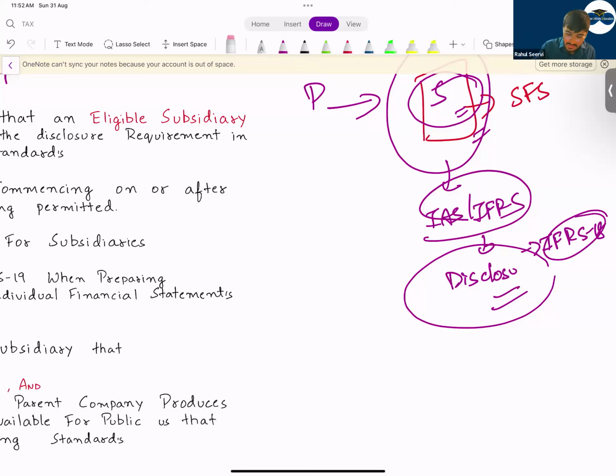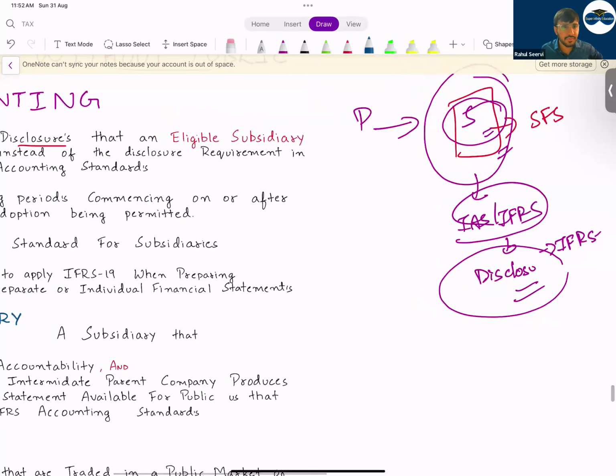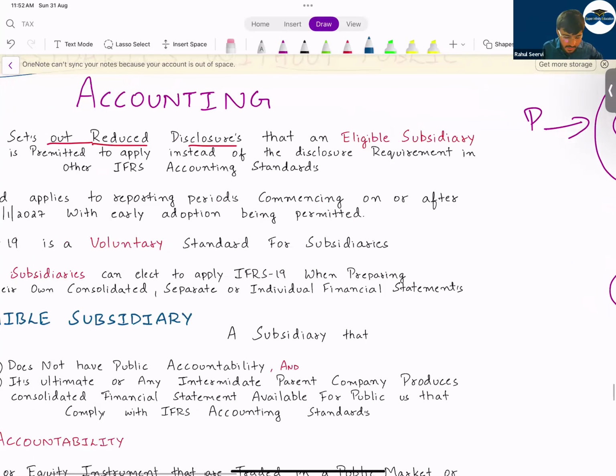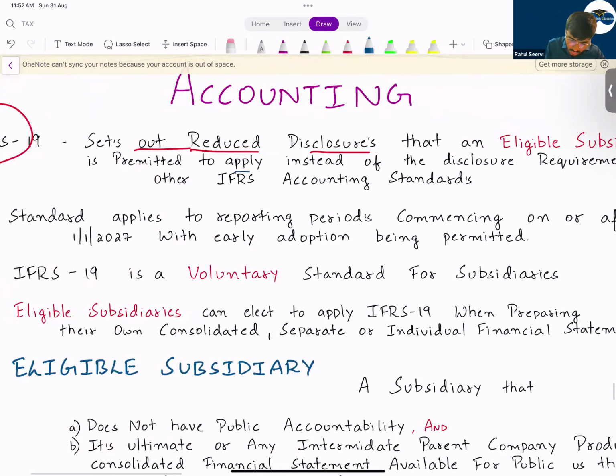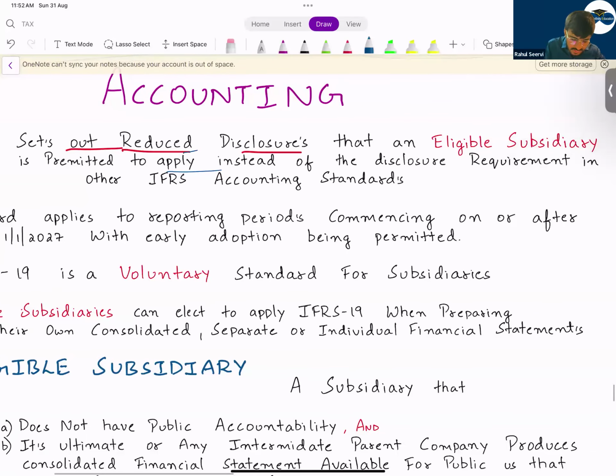But now the subsidiary can do what? The subsidiary can reduce the disclosure. So if they reduce the disclosure, can I say cost will be saved? So it's a cost benefit analysis as per your conceptual framework. That principle is also applied here. So we see here it is permitted to apply. Reduced disclosures are permitted to be applied instead of other accounting standards.